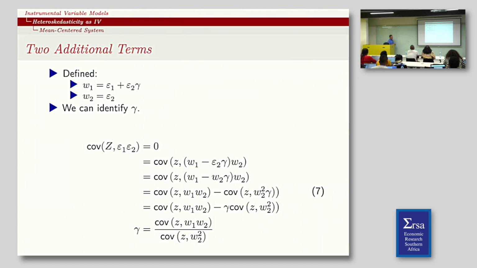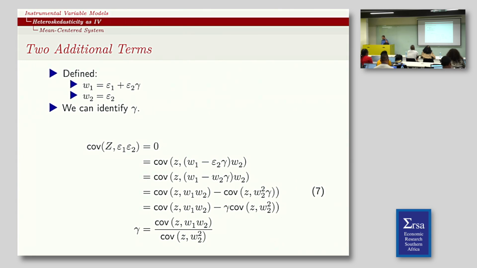I'm going to create two additional terms because it sort of simplifies the math. W1 and W2. W1 is a linear combination of E1 and E2, and then W2 is just E2. So the next assumption we're going to make is that we can find gamma. We can estimate it from the data, and we're going to make use of our sort of odd moment condition that Z is uncorrelated with the multiple of the two error terms.